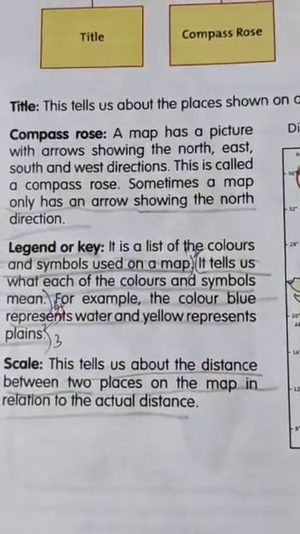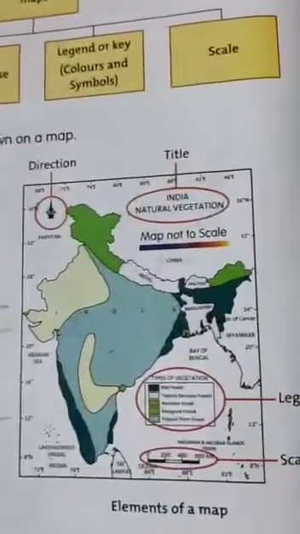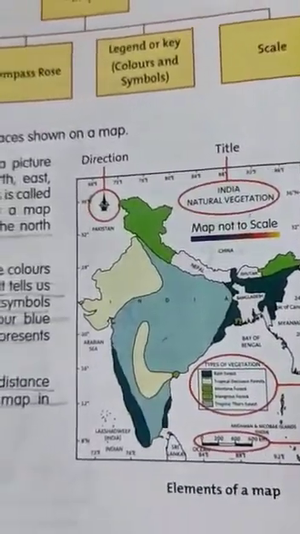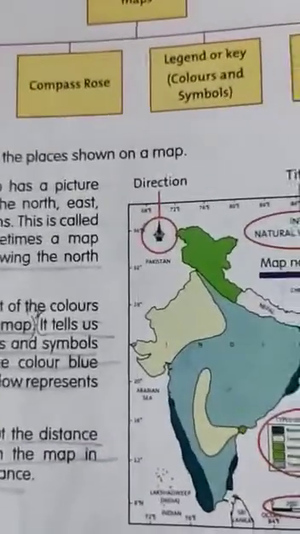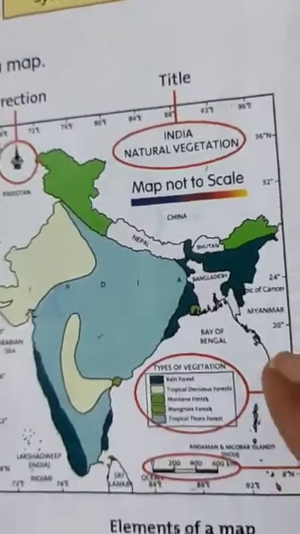For example, the color blue represents water and yellow represents plains. Yeah, see, blue water and yellow plains. Okay, this is the legend here. You can see this.